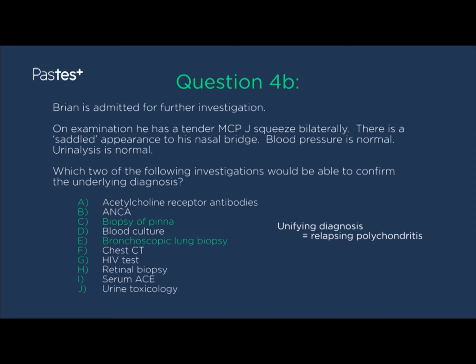And you could argue that some of the others might have been interesting. They're trying to throw in acetylcholine receptor antibodies if you had misinterpreted the flow volume loops as being someone who might have a neuromuscular problem. They try and throw in urine toxicology if you think he's got cocaine causing damage to his nasal bridge. But really, the ears are what give this away.